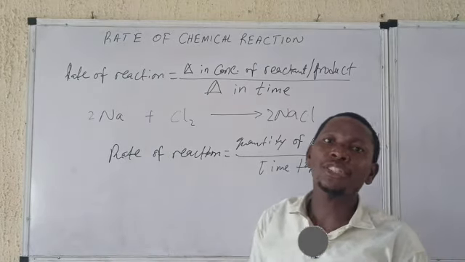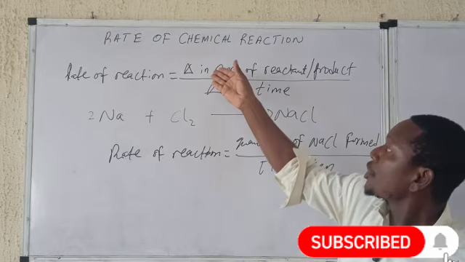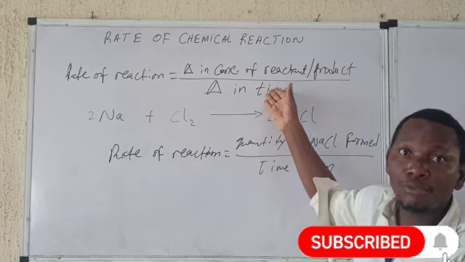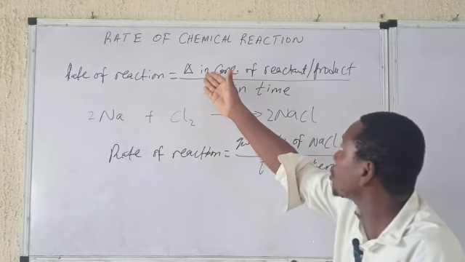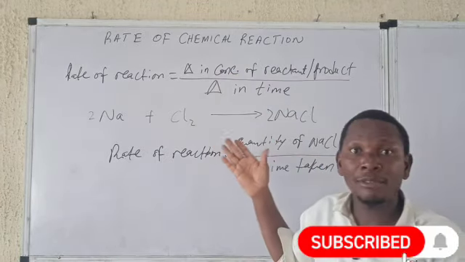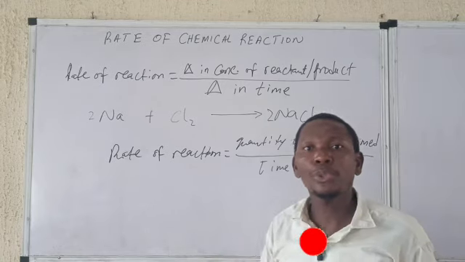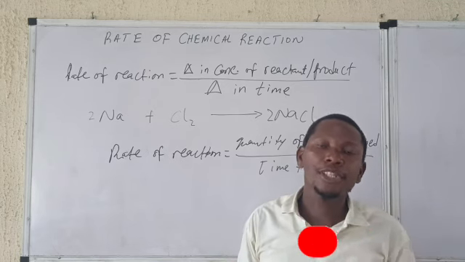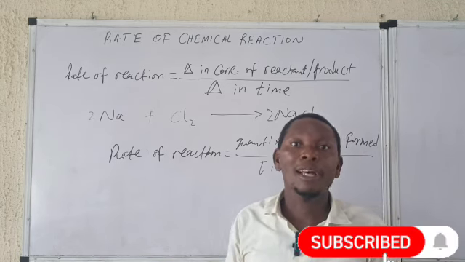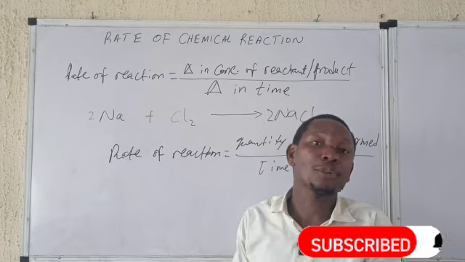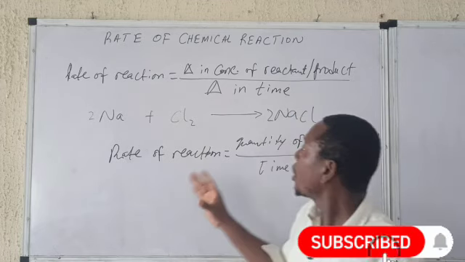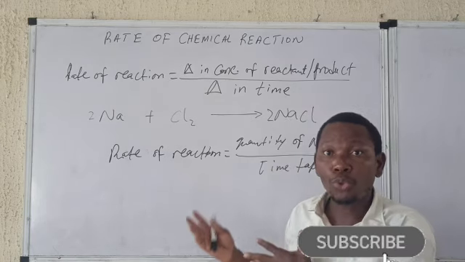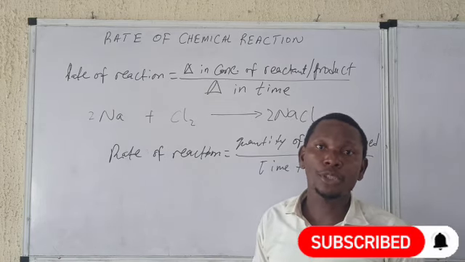So rate of chemical reaction is simple. Again, let me define it again. Change in concentration of the reactant all over the time taken for this change to occur, or change in concentration of the product all over the time taken for this change to occur. So that is how we define rate of chemical reaction as the change in the concentration of the reactant or product per unit time, or the time taken for this change to occur. So this is a very simple formula that can be used to calculate the rate of chemical reaction.